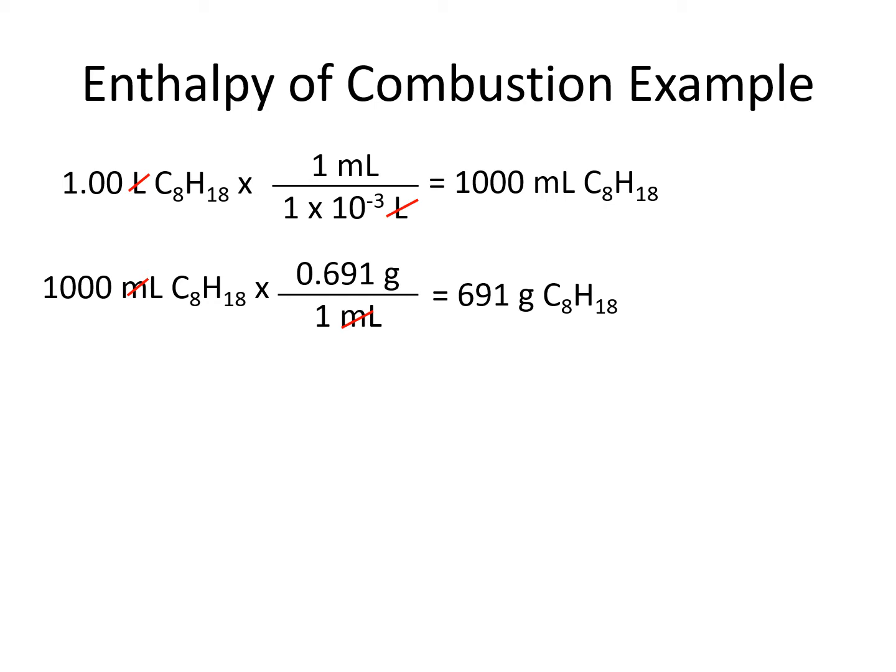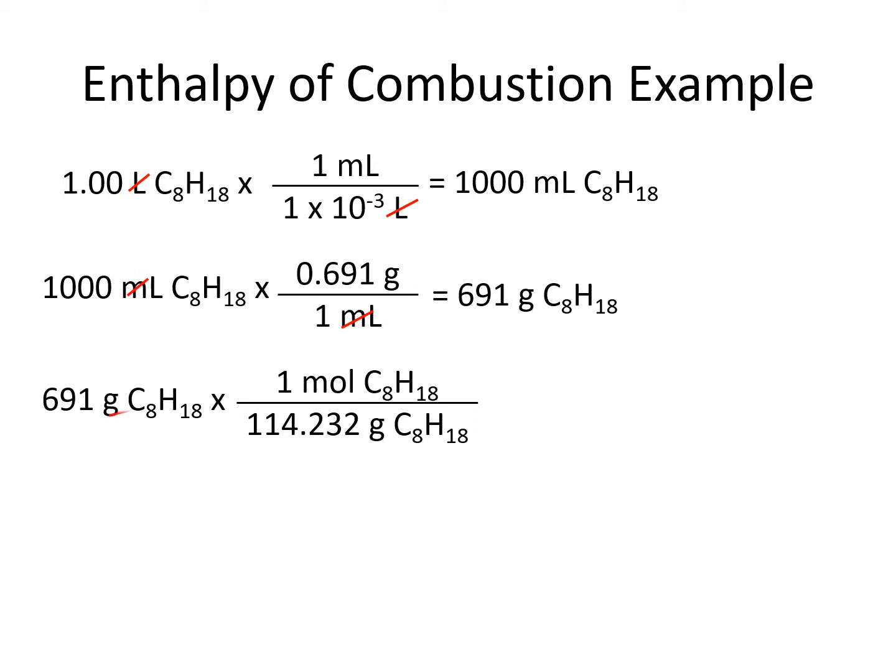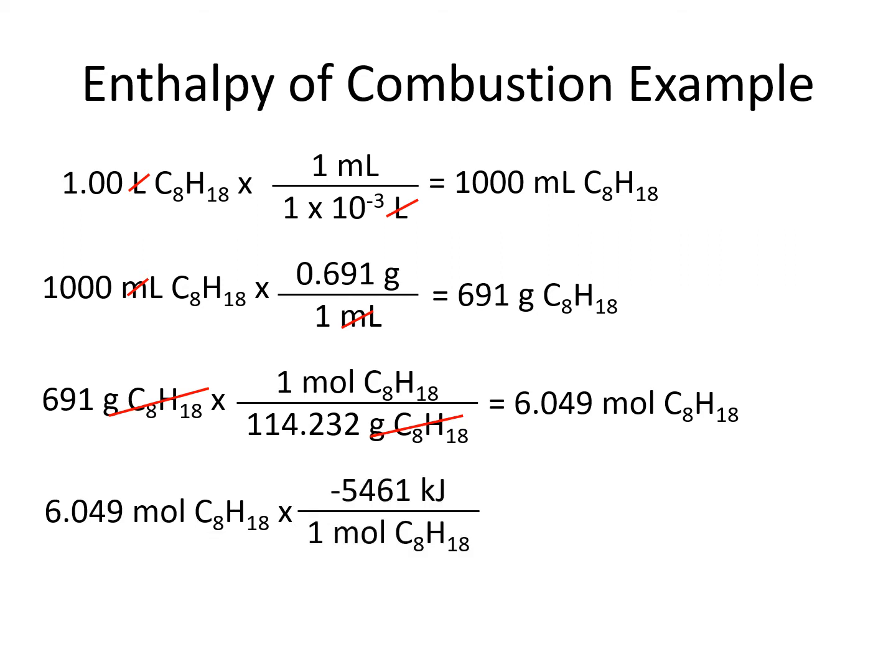Then we can go from grams into moles by dividing by the molar mass of isooctane. We do 691 divided by 114.232, and that gives us 6.049 moles of isooctane. Now we can finally use our balanced equation that tells us that negative 5,461 kilojoules of heat is associated with 1 mole of isooctane.